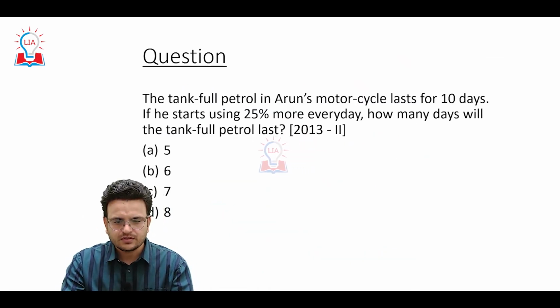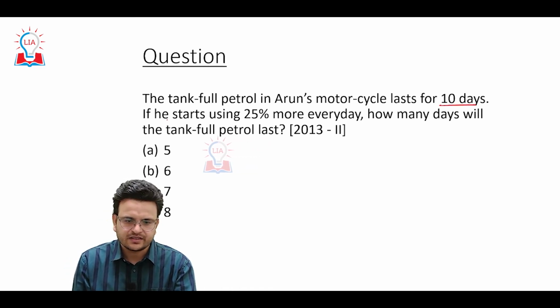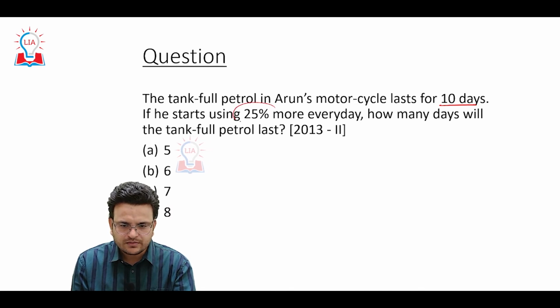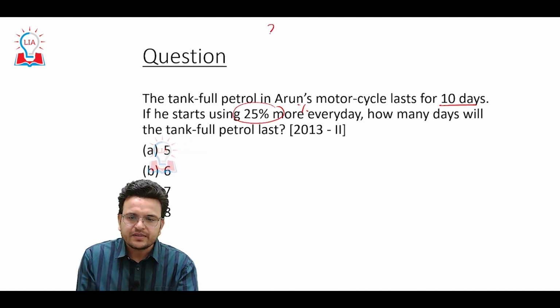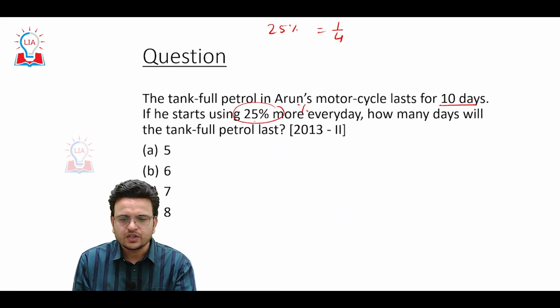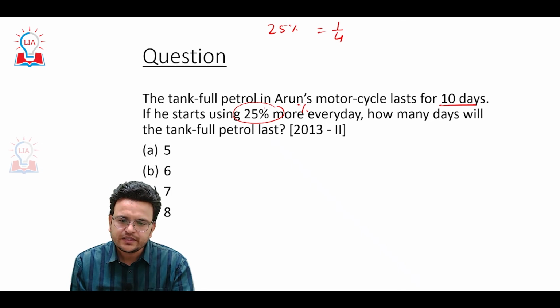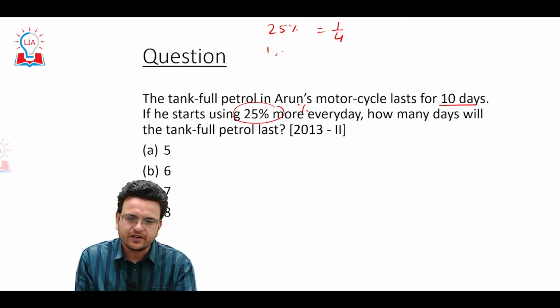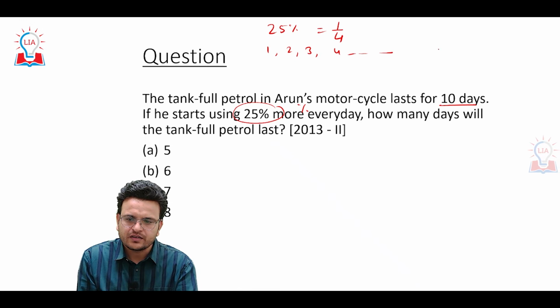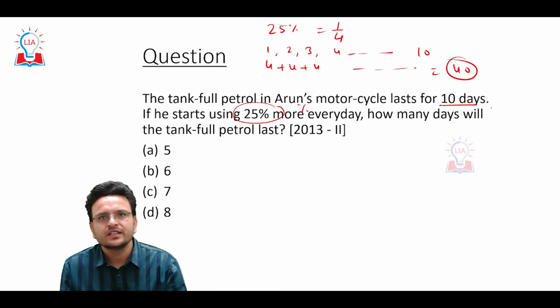A tank full of petrol in Arun's motorcycle lasts for 10 days. He started to use 25% more every day. We have discussed clearly that 25% equals 1 by 4. We can say that he is using 4 liters per day, like 1, 2, 3, 4, 5 up to 10, means 4 liters per day. So how much quantity is needed? 40 liters.